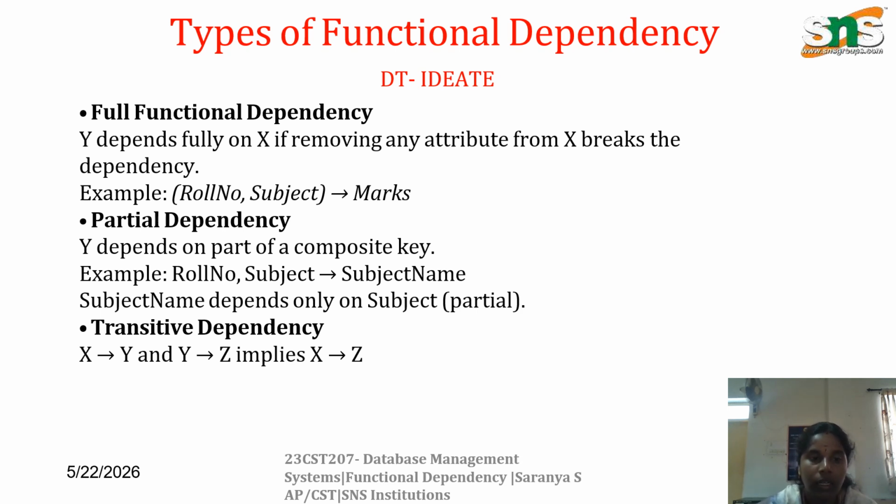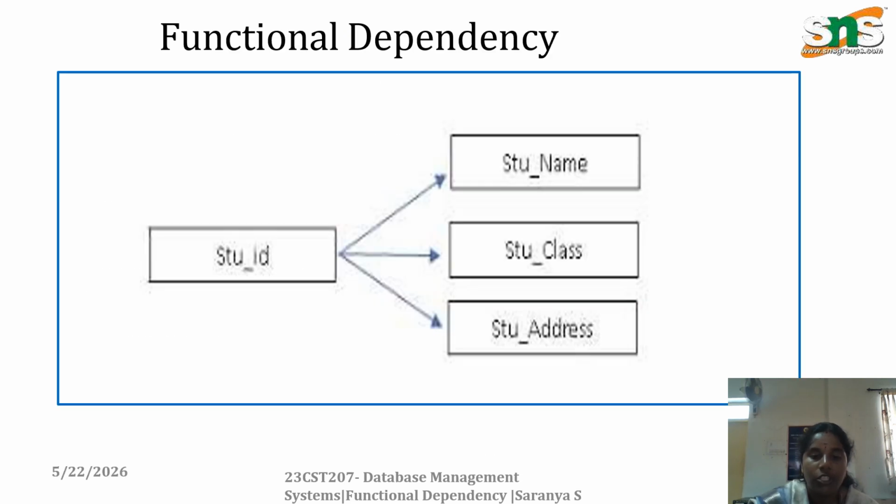Second one is partial dependency. Third one is transitive dependency, fourth one is trivial functional dependency, fifth one is non-trivial functional dependency, sixth one is semi non-trivial functional dependency, and seventh one is multi-valued functional dependency and join dependencies.